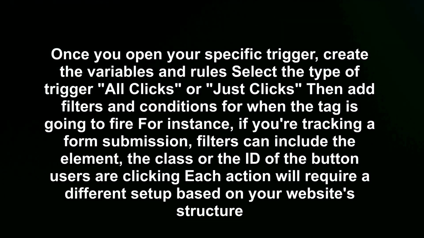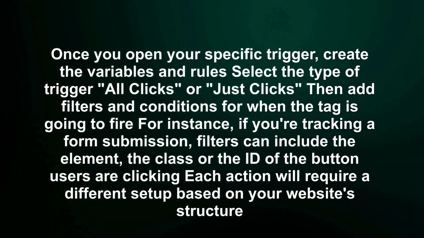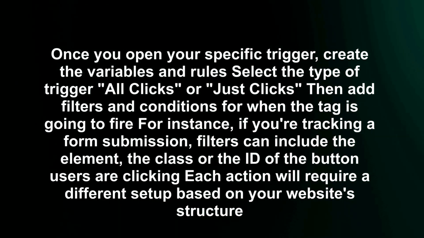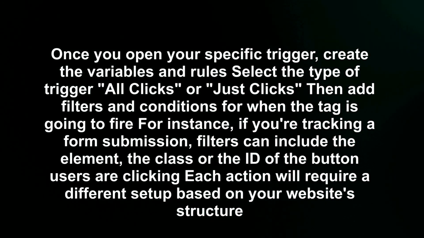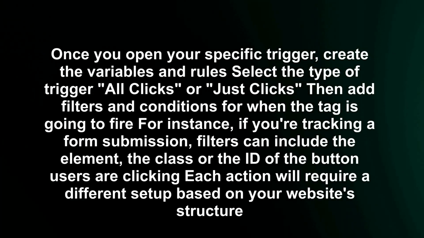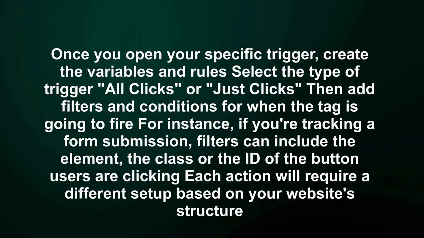Once you open your specific trigger, create the variables and rules. Select the type of trigger, all clicks or just links, then add filters and conditions for when the tag is going to fire. For instance, if you're tracking a form submission, filters can include the element, the class, or the ID of the button users are clicking. Each action will require a different setup based on your website structure.